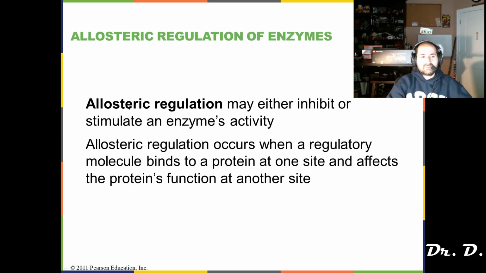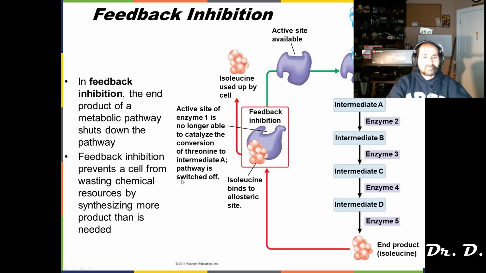So let me define this again. Allosteric regulation occurs when a regulatory molecule, such as an inhibitor, binds to a protein at one site and affects the protein's function at another site. Why would that happen? Well, because, again, proteins or enzymes are long chains of amino acids that have to fold just right. If it's all folded just right, it's all interconnected, so you don't have to tinker with the active site, because if you mess with my elbow, you might mess with my hand, right?